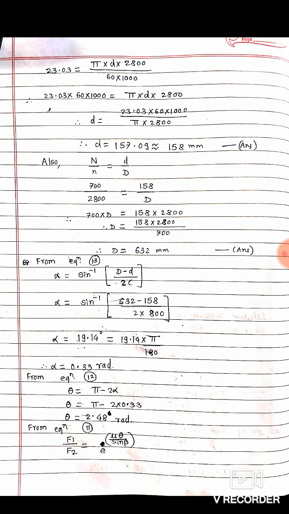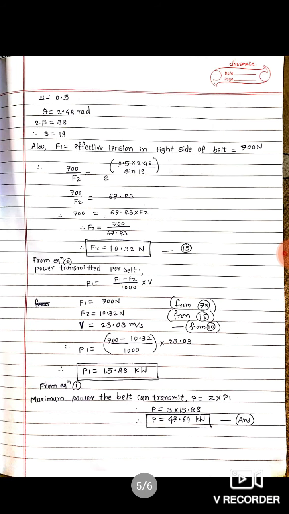Now we again take the equation, that is f1 upon f2 is equal to e raised to mu theta upon sin beta. We have the values of mu, that is 0.5, theta is 2.48 radians, 2 times beta is 38, that is beta is equal to 19, and we already calculated f1 value, that is effective tension in tight side of belt, that is 700 Newton. So 700 divided by f2 is equal to e raised to in bracket 0.5 into 2.48 divided by sin 19, bracket complete. Therefore 700 upon f2 is equal to 67.83. Therefore 700 is equal to 67.83 into f2, and therefore f2 is equal to 700 divided by 67.83. We get the value of f2 now. f2 is equal to 10.32 newtons.